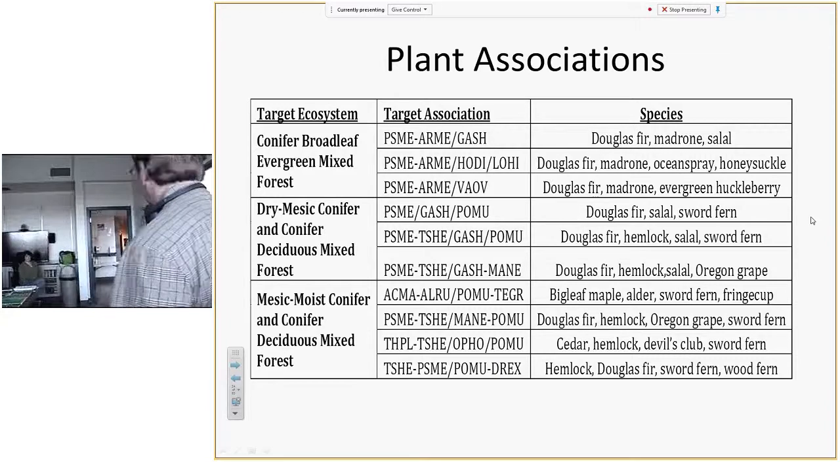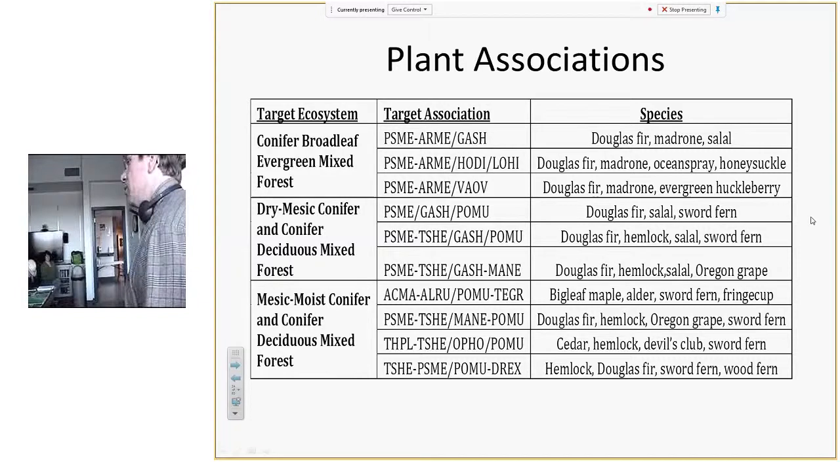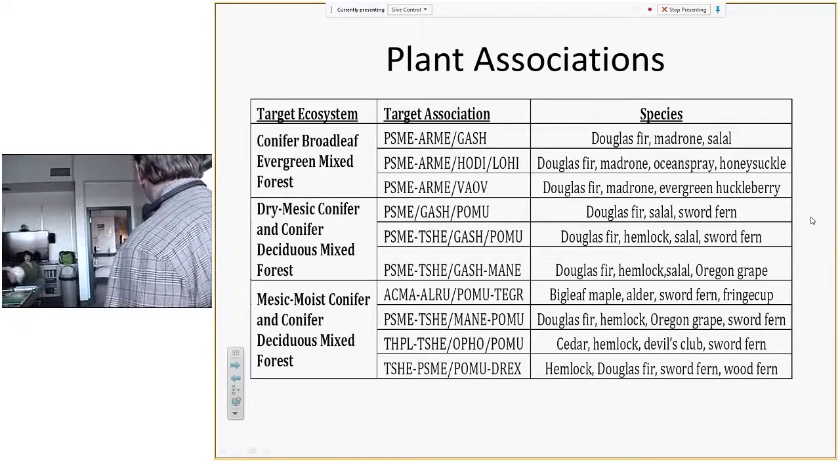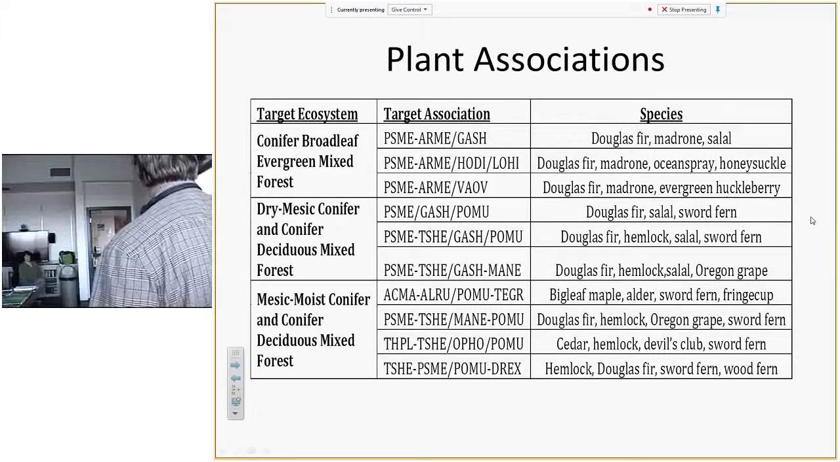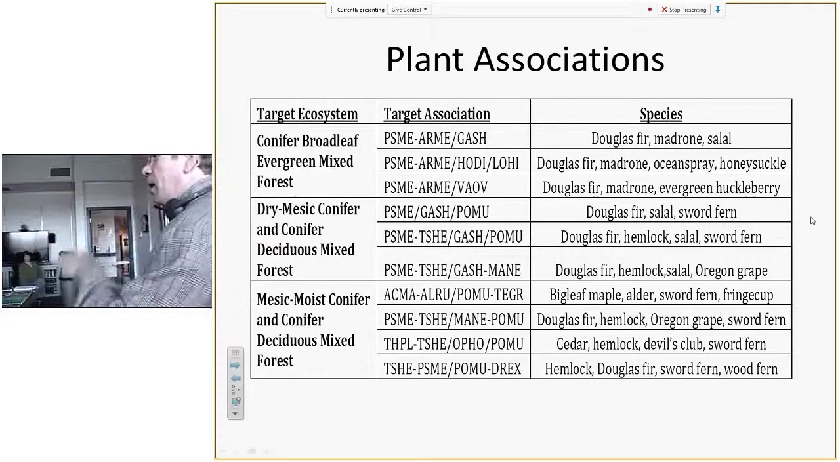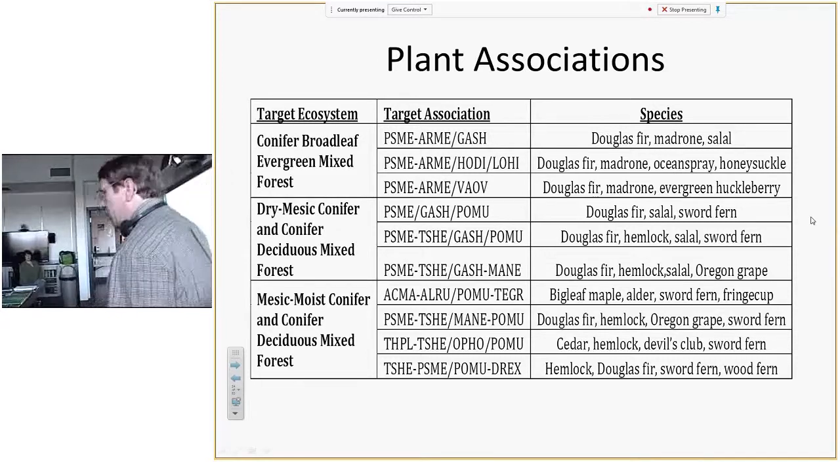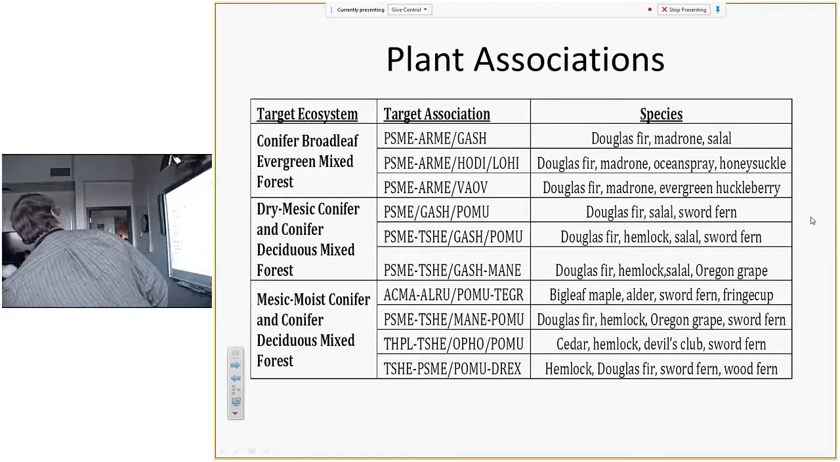And this is on the other extreme where it's a little moister environment. So you start picking up the deciduous species, like big leaf maple, alder, but you're starting to get real wet things like devil's club and fringe cup. So this is just a sampling of how some of the target forest types we see in our city parks are categorized, what the dominant species are. So then now I just want to give a couple examples so you see pictures of them.